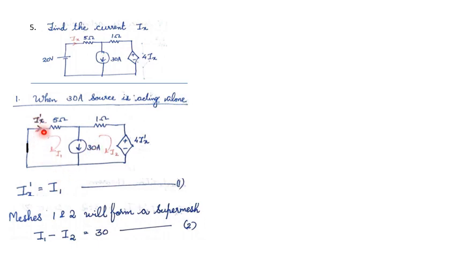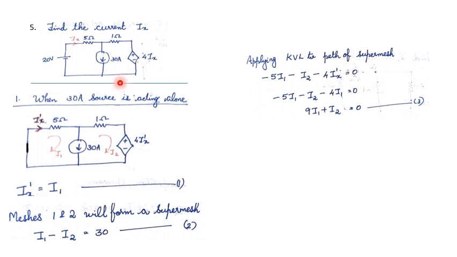Next step is to apply Kirchhoff's voltage law. We cannot apply KVL to this loop because here we have a current source. We cannot apply KVL to this loop also because here we have a current source. So apply KVL to this loop, the supermesh. So the KVL equation will be minus 5 into (I1 minus I2) minus 4 into Ix dash is equal to 0. Rearranging the terms of I1 and I2, we will get the equation like this. This is equation number 3.